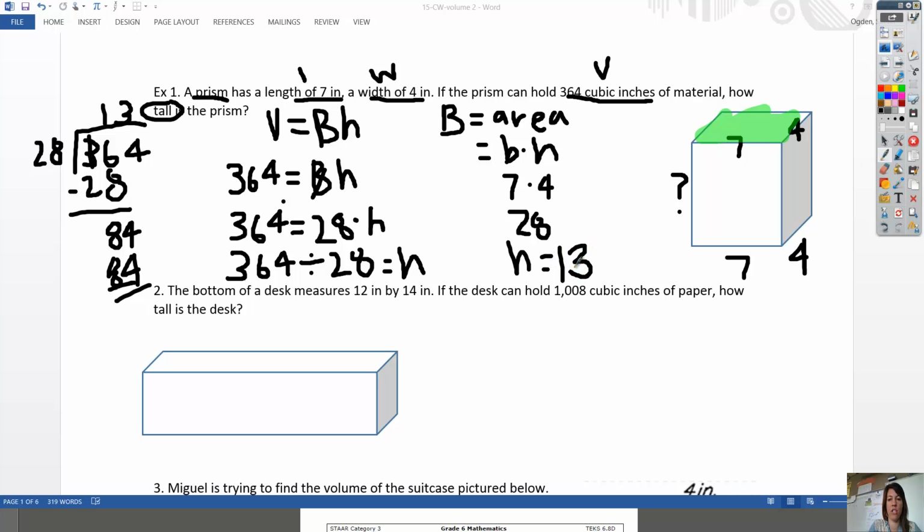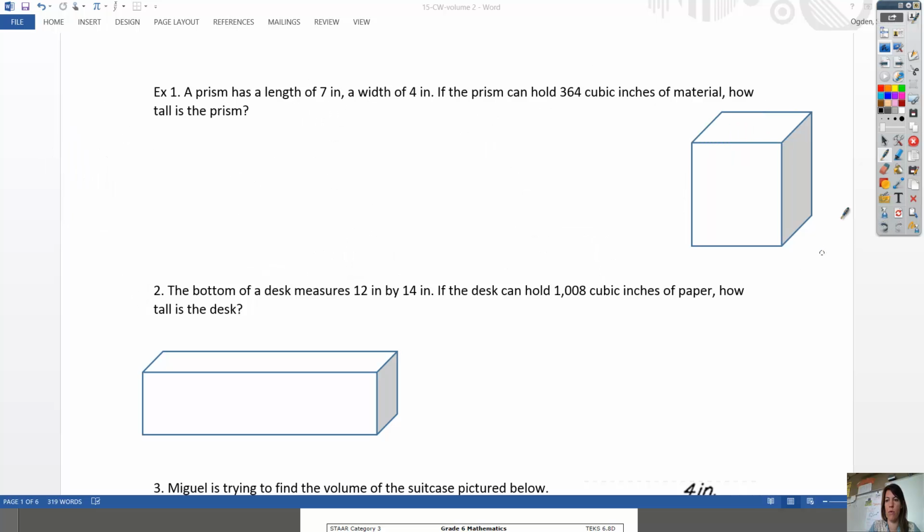It's not square inches because it's not an area, and it's not cubic inches because it's not volume. It's just 13 inches. Go ahead and pause if you need to. Otherwise, we're going to clear it and move on to number 2.